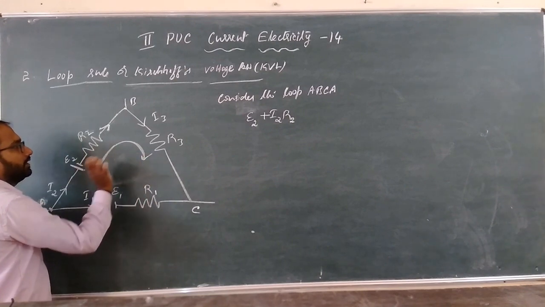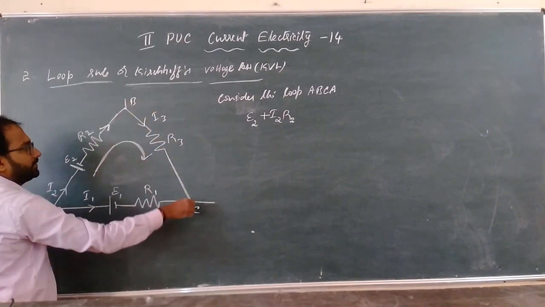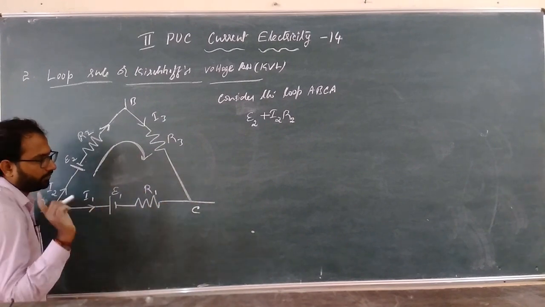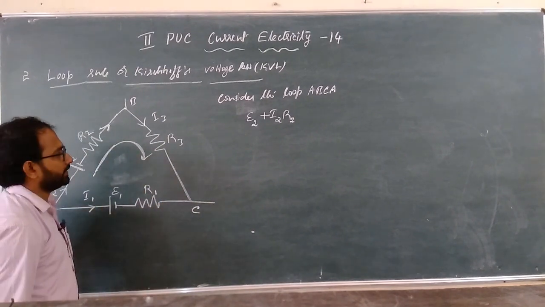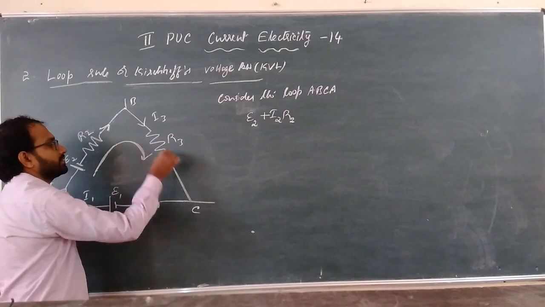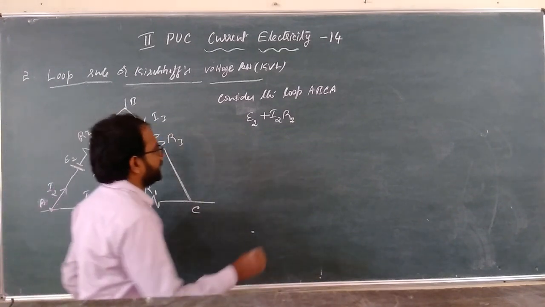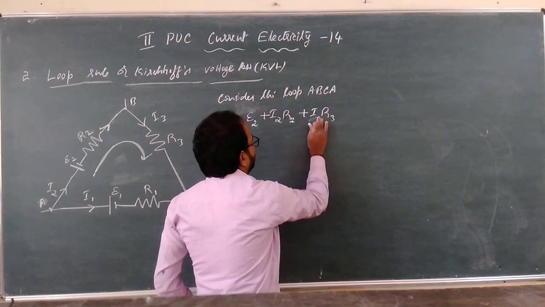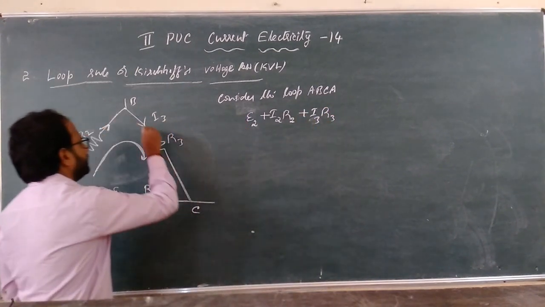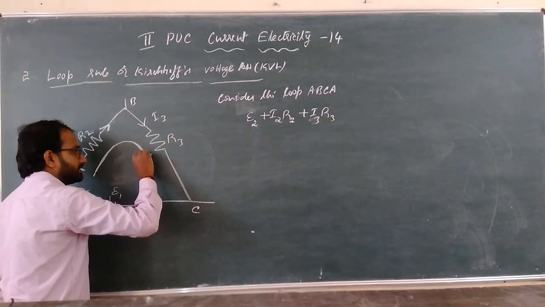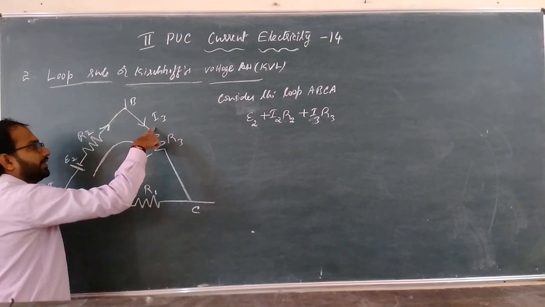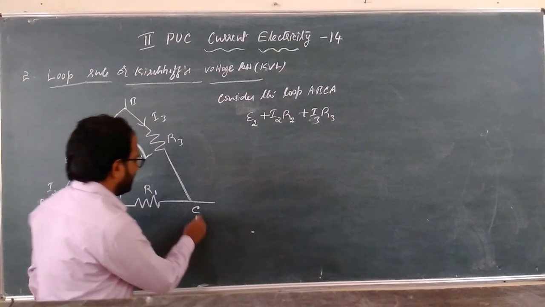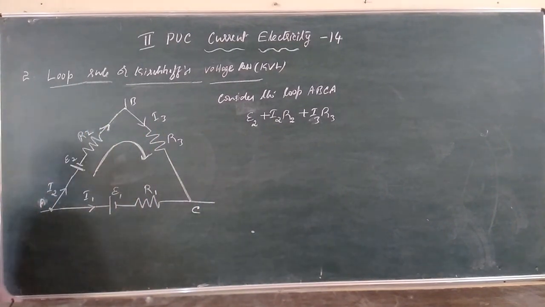So from B to C, there is only one component, the resistor R3. What about the potential drop across R3? That is plus I3 R3, because current in this particular branch is along the direction of traverse. Therefore, potential drop across R3 is positive, plus I3 R3. I reached the point C here.